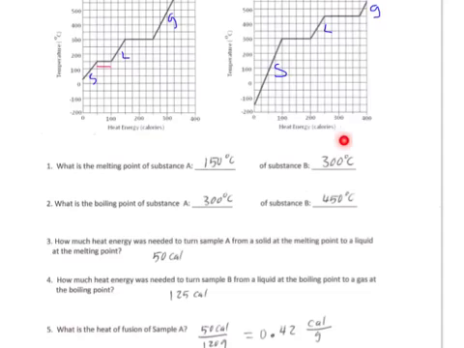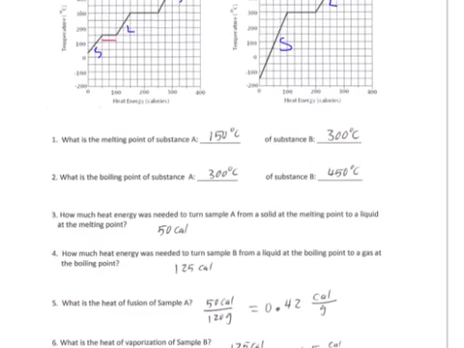We'll try the same thing over here with substance B. How much heat energy was needed to turn sample B from a liquid at the boiling point to a gas at the boiling point? Here it's a liquid at the boiling point. Here it is a gas at the boiling point. So what we want to know is how far it is from here to here. If we add up, it is 25, 50, 75, 100, 125 calories. Remember, this axis is calories.